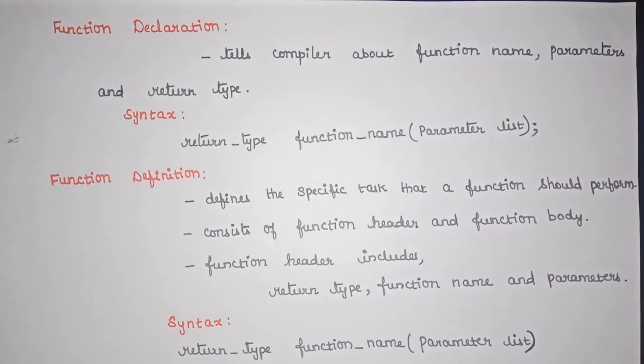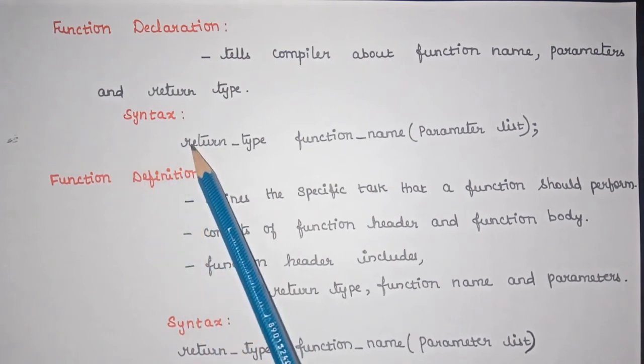Starting with function declaration. So why do we go for function declaration? To tell the compiler about the function name that we are going to use, the parameters that we are going to declare for the particular function, and the return type of the function. In order to tell the compiler about these things, we go for function declaration. And how can a function be declared? This is the syntax for function declaration.